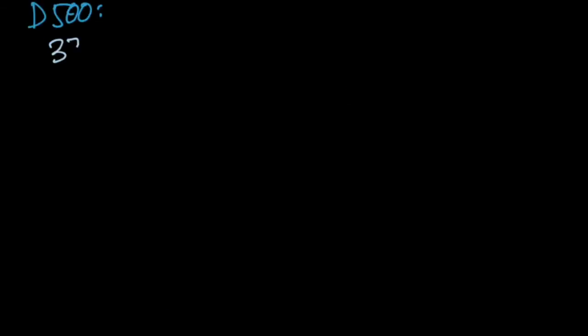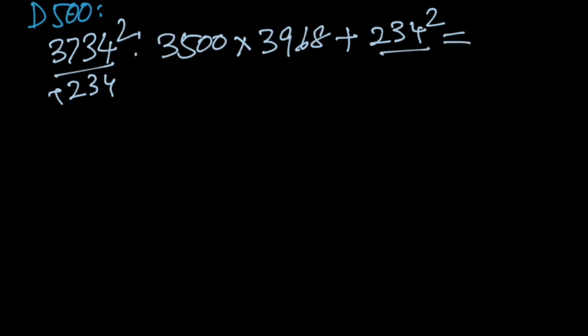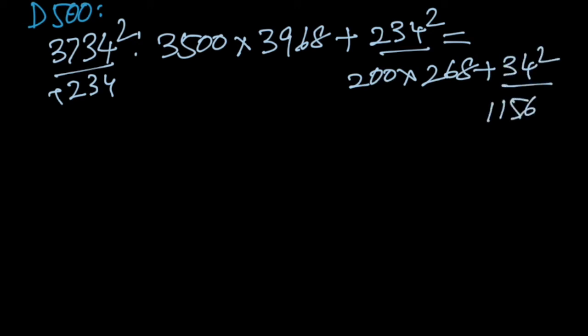Now, let us do it with D 500. So, we have 3734 square. D 500 for this is 3500. Then we are going to add the difference. So, we are going to add 234 to it. So, this becomes 3968, plus the square of 234. So, this becomes 200 times 268, plus 34 square, which is 1156.